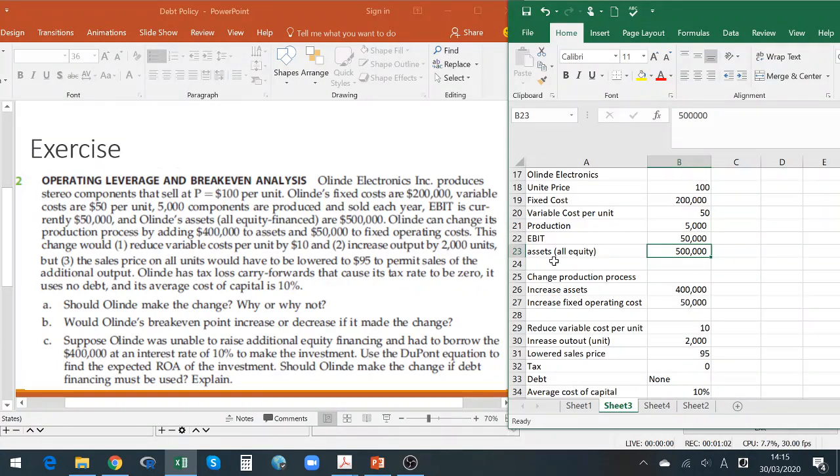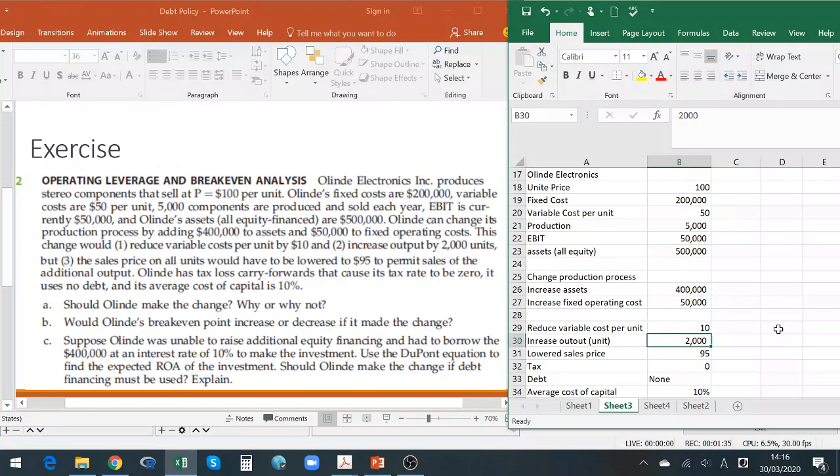Now they want to change their production process. Basically they want to increase assets, let's say they want to buy a new machine which costs 400,000, and as a result you have additional fixed operating costs. So fixed cost will increase by 50,000. Then this new process will reduce variable cost per unit by 10.